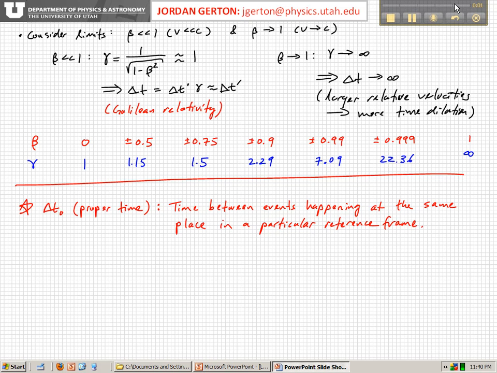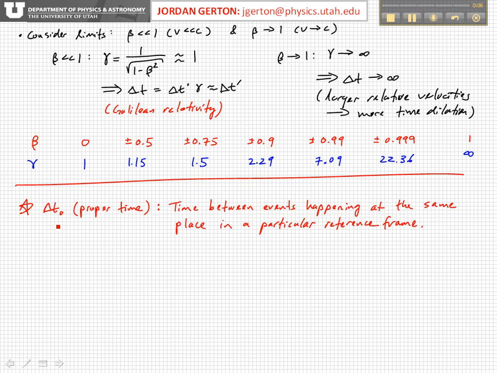Okay, now let's define the proper time. Let's call that delta t sub 0, delta t naught. That's the proper time. Let's define that to be the time between events happening at the same place in a particular reference frame.